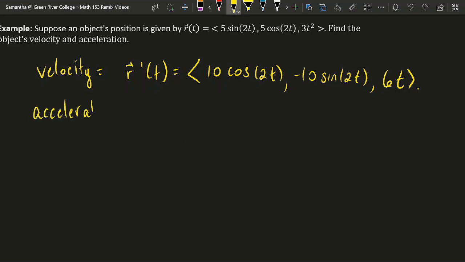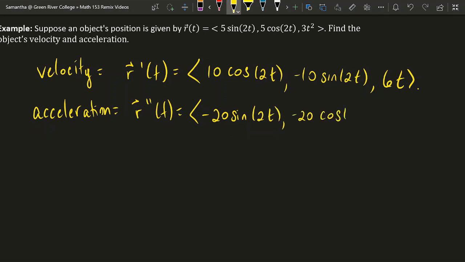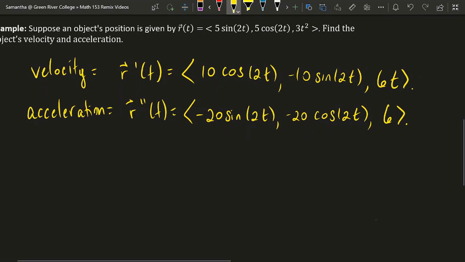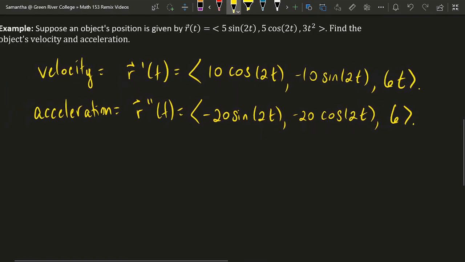If we want acceleration, then all we have to do is find the derivative one more time. If I find the second derivative, then using chain rule again, we get negative 20 sine of 2t. We get negative 20 cosine of 2t. And the derivative of 6t in the back just becomes 6. So this vector-valued function would capture how the object's direction and speed were changing over time.